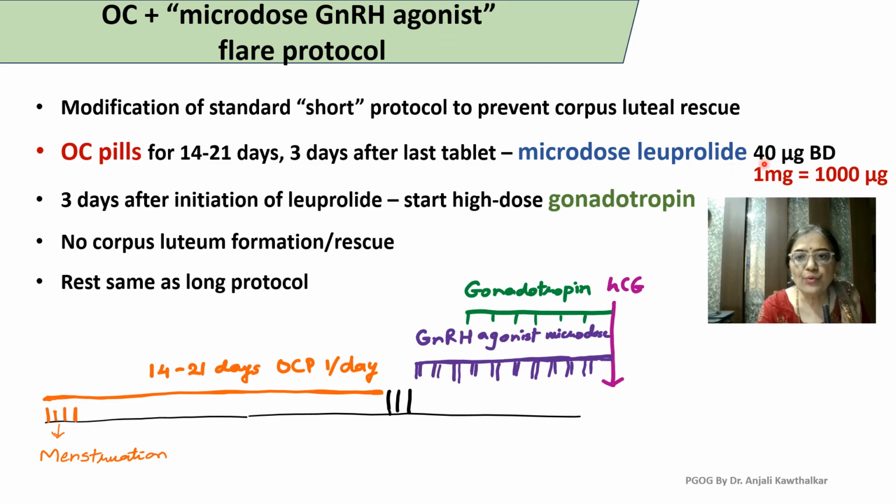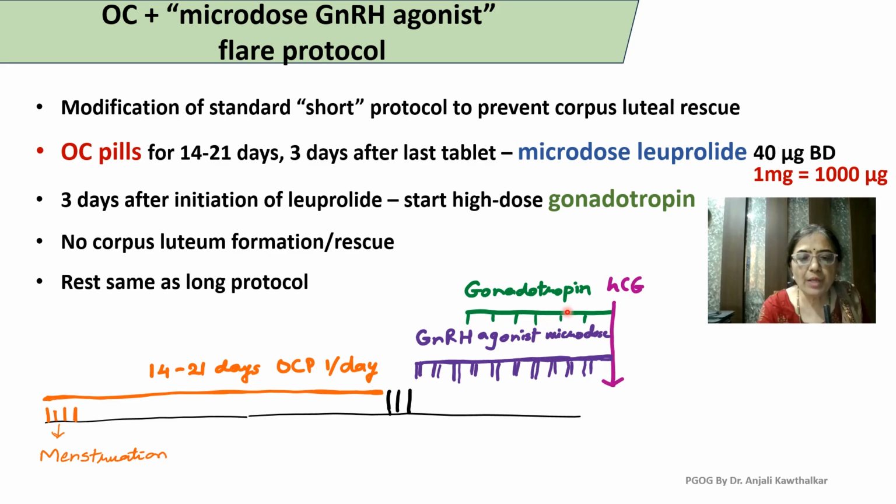Here we are only giving 40 microgram 2 times a day, whereas in all the rest of the protocols, we are using 1000 microgram. That is why these two blue lines I have shown, that we are giving 40 microgram. The microdose GnRH agonist is started 3 days after the last tablet of OC pill. 3 days after initiation of this GnRH agonist, gonadotropin is initiated.